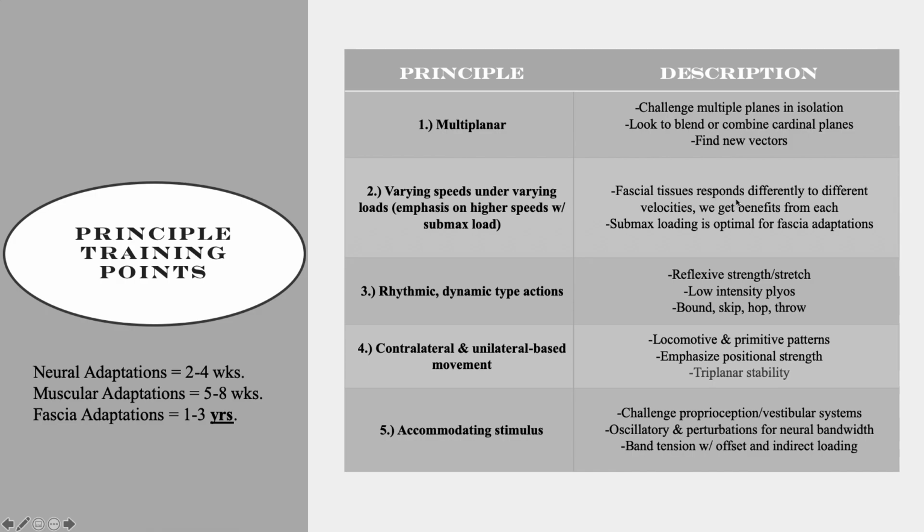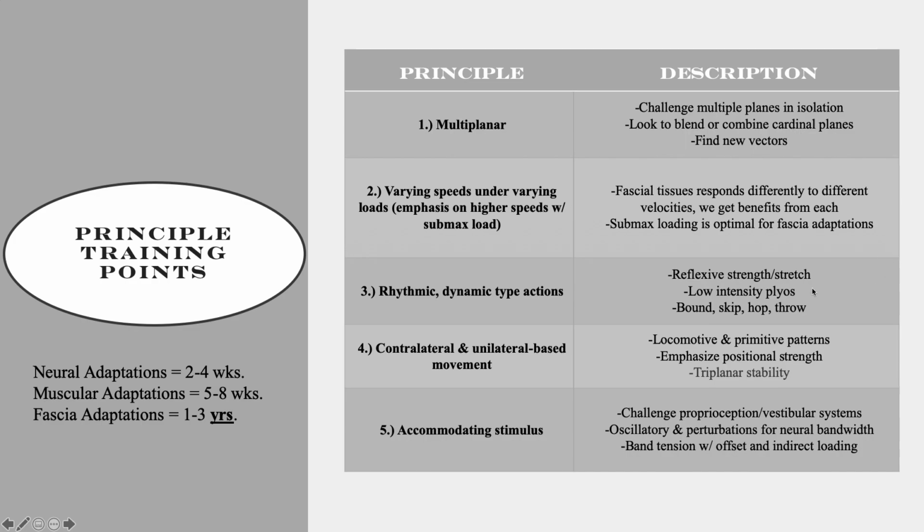We've already discussed that tissues respond differently to different velocities. So, again, I just think about this as a spectrum, and we're going to work slow all the way up to high. And, of course, it being a relative spectrum to the athlete or to the population you're working with, but we want to work across that spectrum. Submaximal loading does tend to be optimal for fascial adaptations, but we're gonna work up to some heavy stuff too.